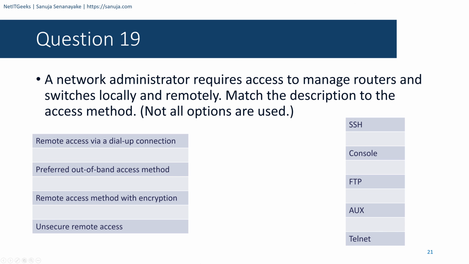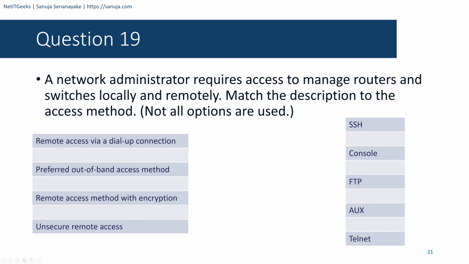On the left hand side, you see remote access via dial-up connection, preferred out-of-band access method, remote access method via encryption, and unsecure remote access. All of these are user accesses and can also be machine accesses. And the answers on the right hand side are SSH, console, FTP, aux, and telnet. So we just need to match what goes with what.